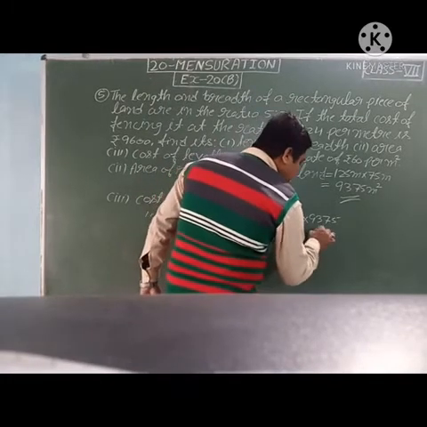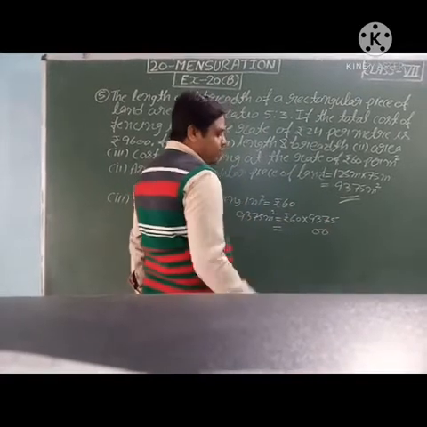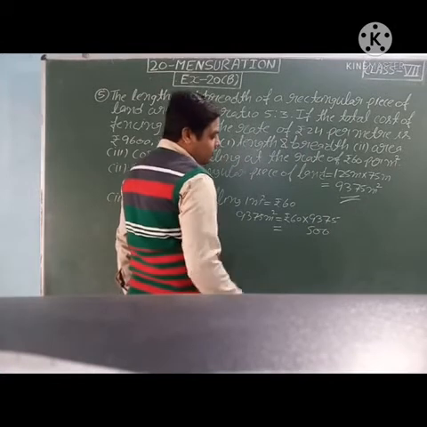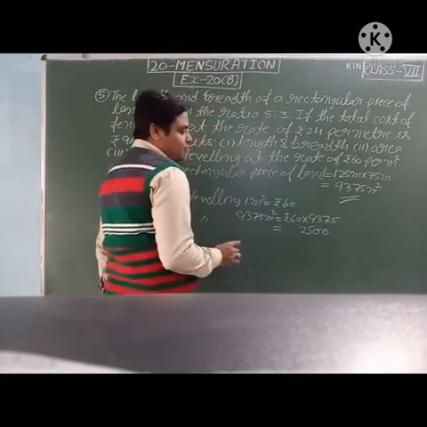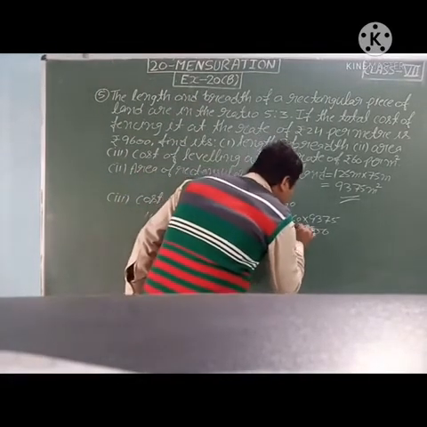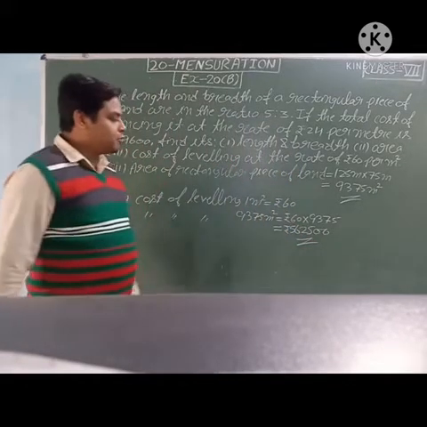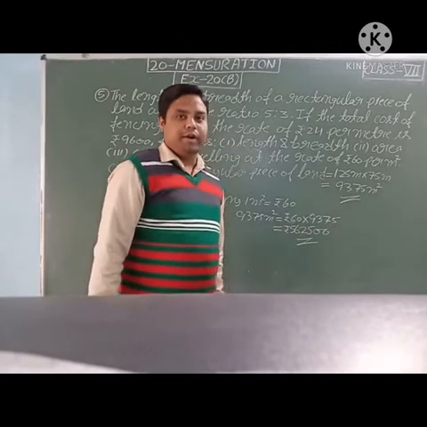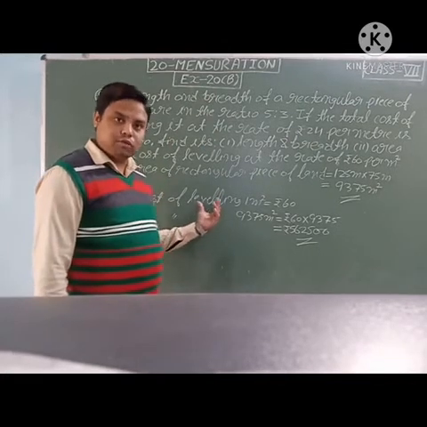So 0, 6 5s are 30, 6 7s are 42 and 3, 45. 6 3s are 18 and 4, 22. And 6 9s are 54 and 2, 56. So students, cost of leveling is coming rupees 5,62,500.